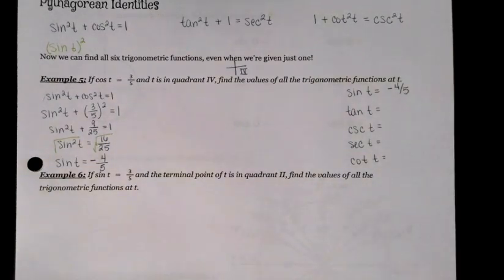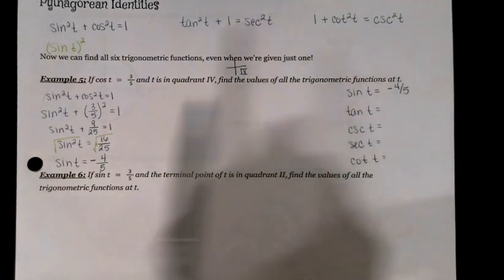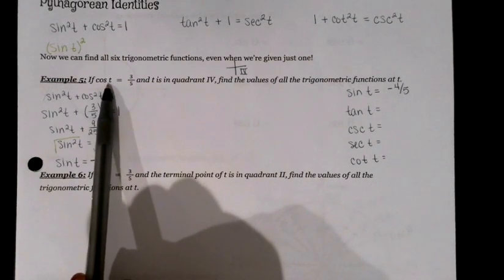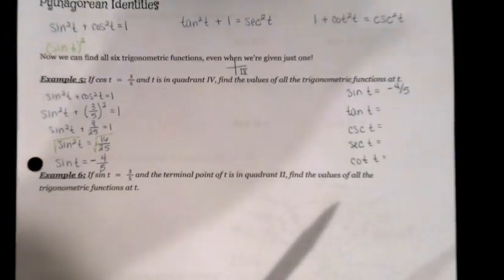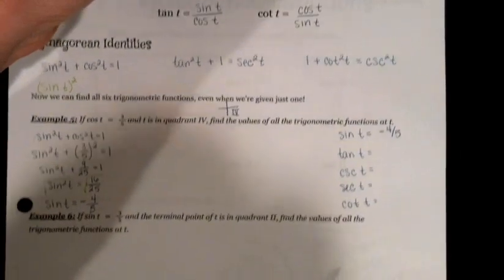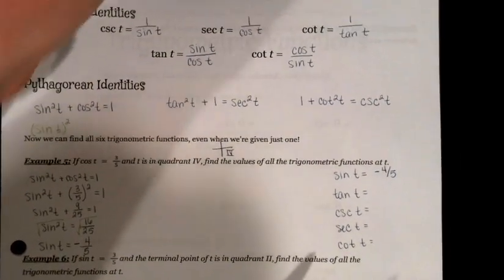So I want to start with what's the easiest. If I have cosine of t, looking back at the top, oh my goodness, I am so sorry. That was loud, if you heard it.